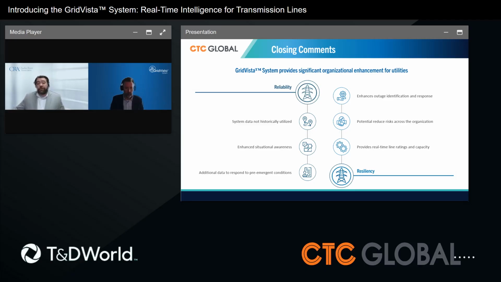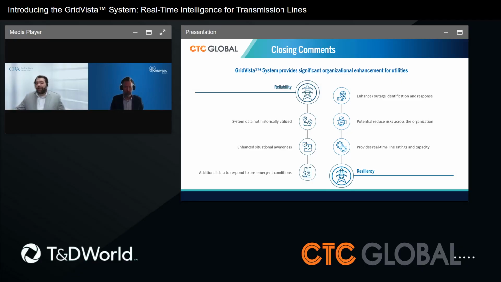The GridVista system provides real-time actionable data and is designed to integrate with existing systems within an organization. The enhanced situational awareness, the capability to identify pre-emergent conditions, the ability to enhance outage identification, response, and cause all point to a potential and powerful reliability tool within the GridVista system. Real-time line ratings and increased capacity capability creates a very real ability to identify system conditions and system capabilities using real-time data, not static data tables used on an hourly basis.